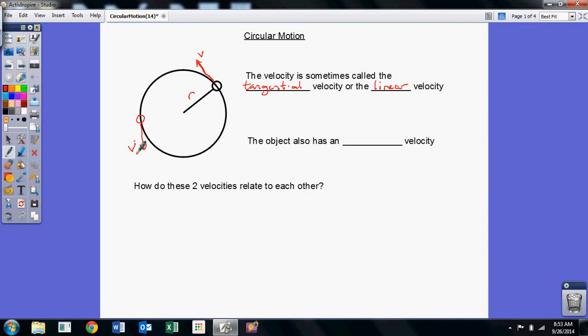Sometime later, this ball would be over here, and the velocity again would point tangent to the circle. It can be shown, for example, if the string is cut, the ball then has no force on it and it moves off in a straight path tangent to the circle. So hopefully you've seen that before.